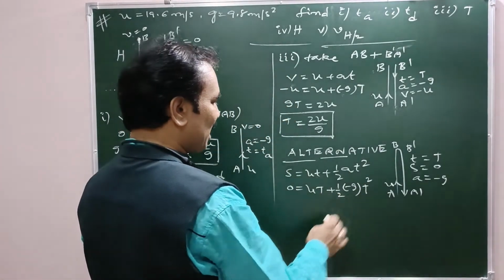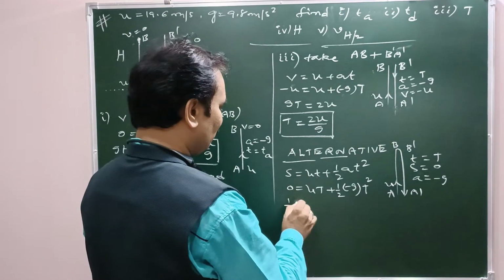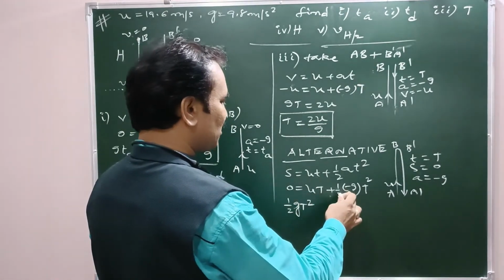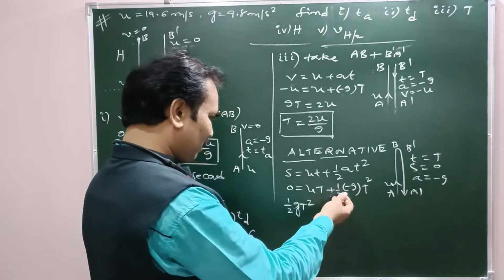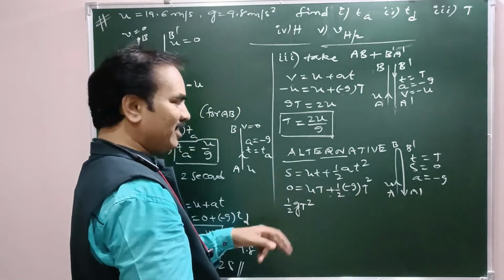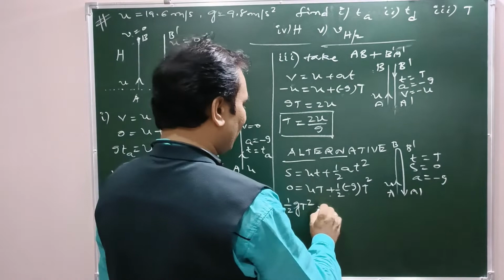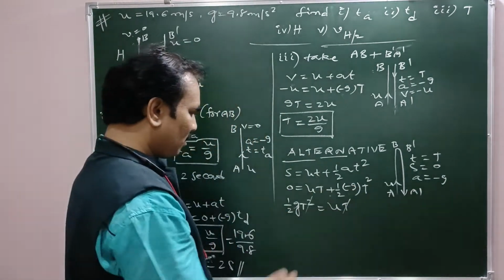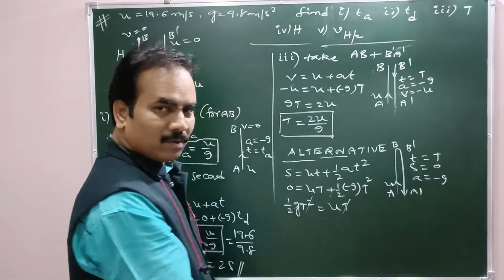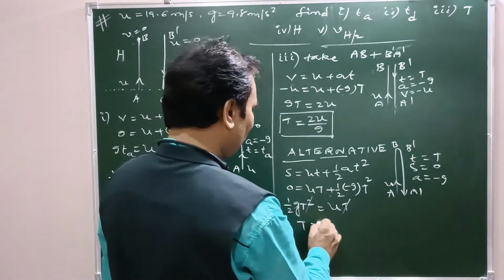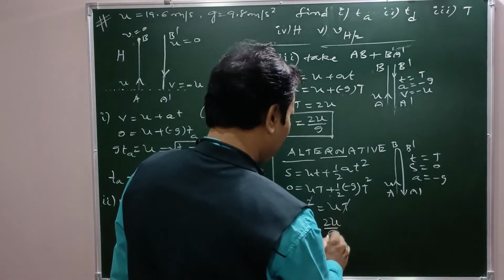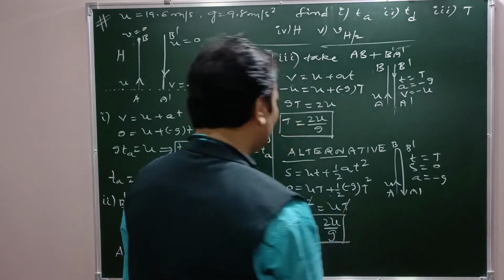That is plus or minus minus half GT square. Carry that minus half GT square to the RHS, equal to U into T. So T T cancel, we are left with half GT equal to U, that is T equal to again 2 times U by G. 2 times U by G.